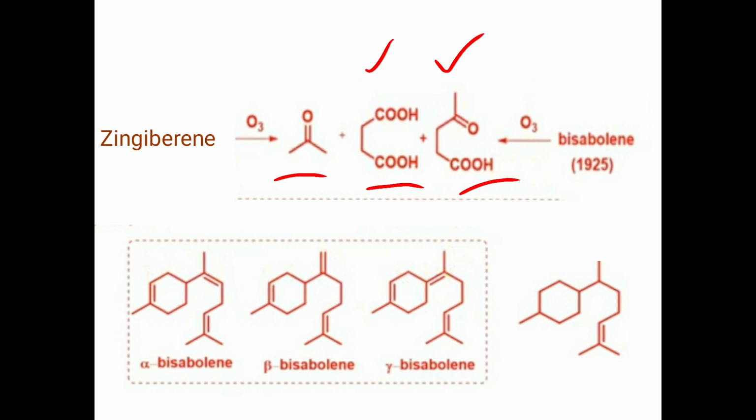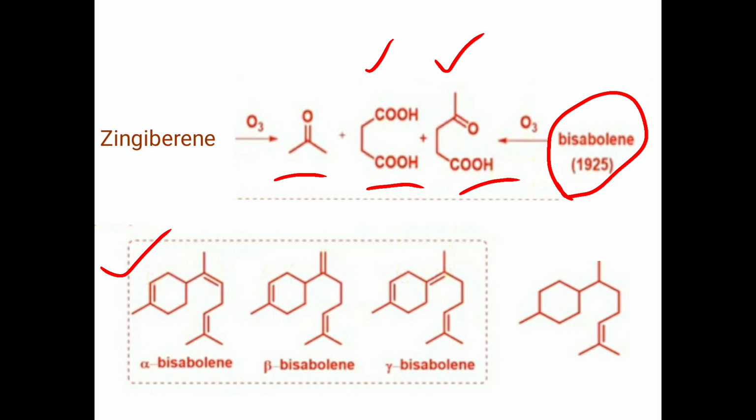These three products are also formed from ozonolysis of bisabolene. The structure of bisabolene was also known at that time. This is the structure of bisabolene: alpha, beta, and gamma bisabolene. So zingiberene and bisabolene form the same products on ozonolysis.